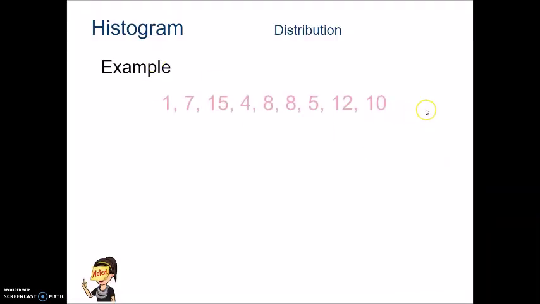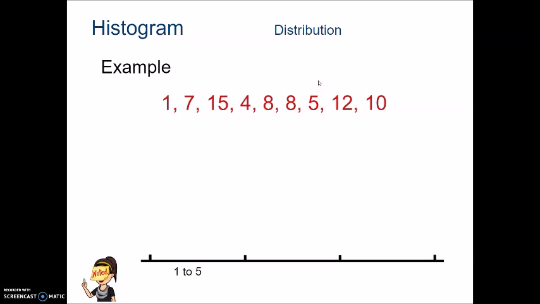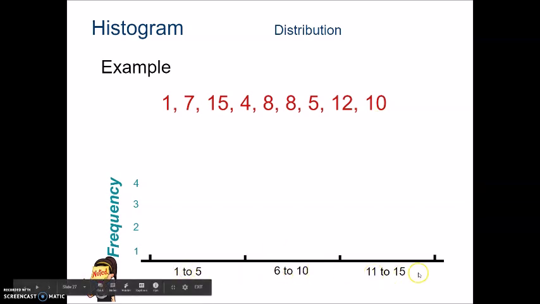Okay, so here's an example. We have the numbers 1, 7, 15, 4, 8, 8, 5, 12, and 10 in our data set. So we are going to create class intervals that are 1 to 5, 6 to 10, 11 to 15, with a frequency of 1, 2, 3, and 4. So our class intervals go across the bottom, our frequency goes across the top.